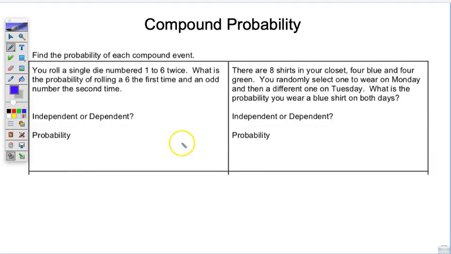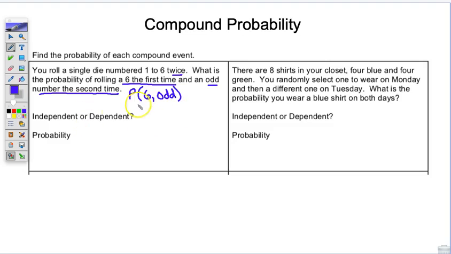Let's take a look at some examples where we're actually calculating the probability. You definitely want to have your calculator handy, as we will be recording it as a fraction, decimal, and a percent. Example 1: you roll a single die numbered 1 to 6 twice. What is the probability of rolling a 6 the first time and then an odd number the second time? Okay, so let's record the probability. P stands for probability. On our first roll, we want to get a 6, and on our second roll, we would like to get an odd number.